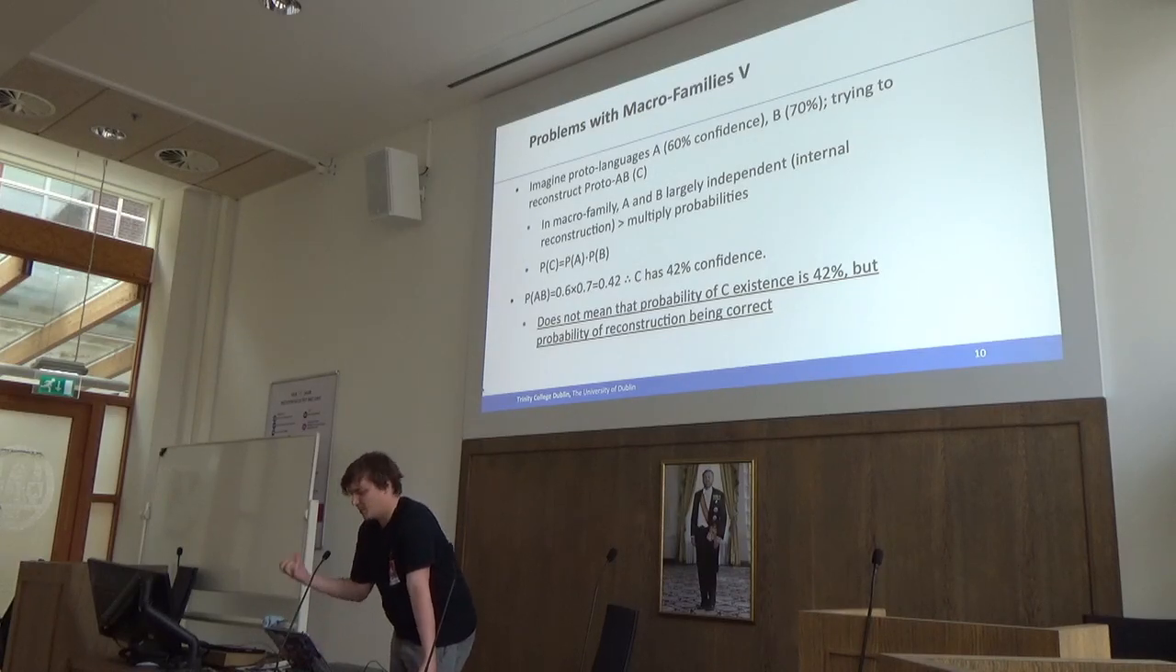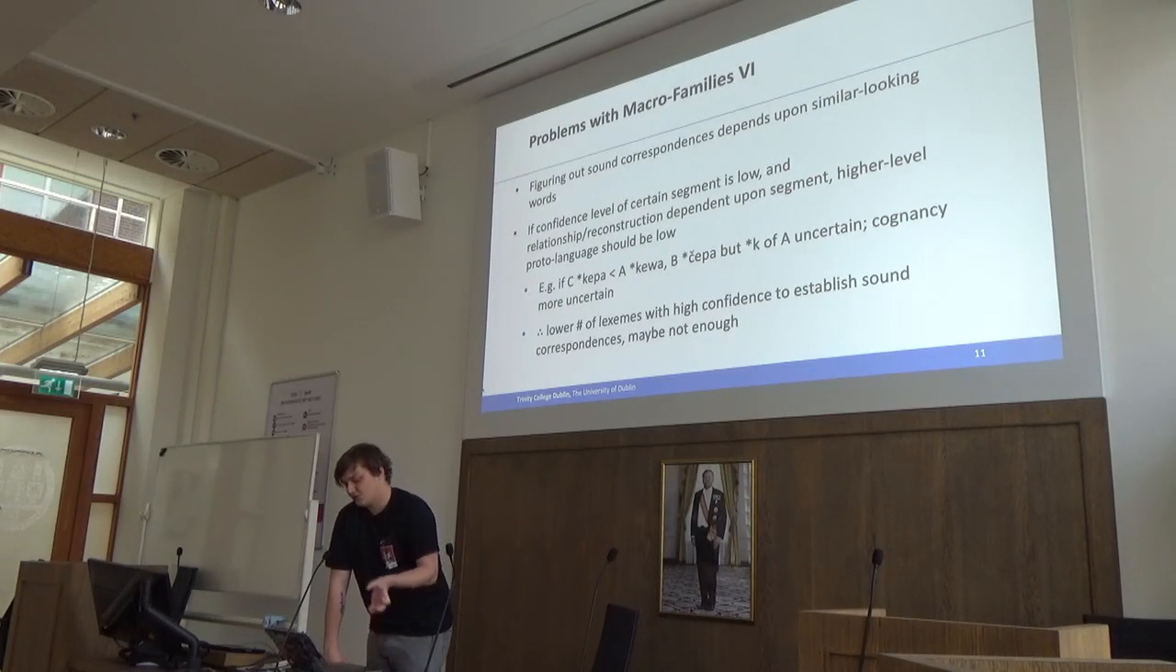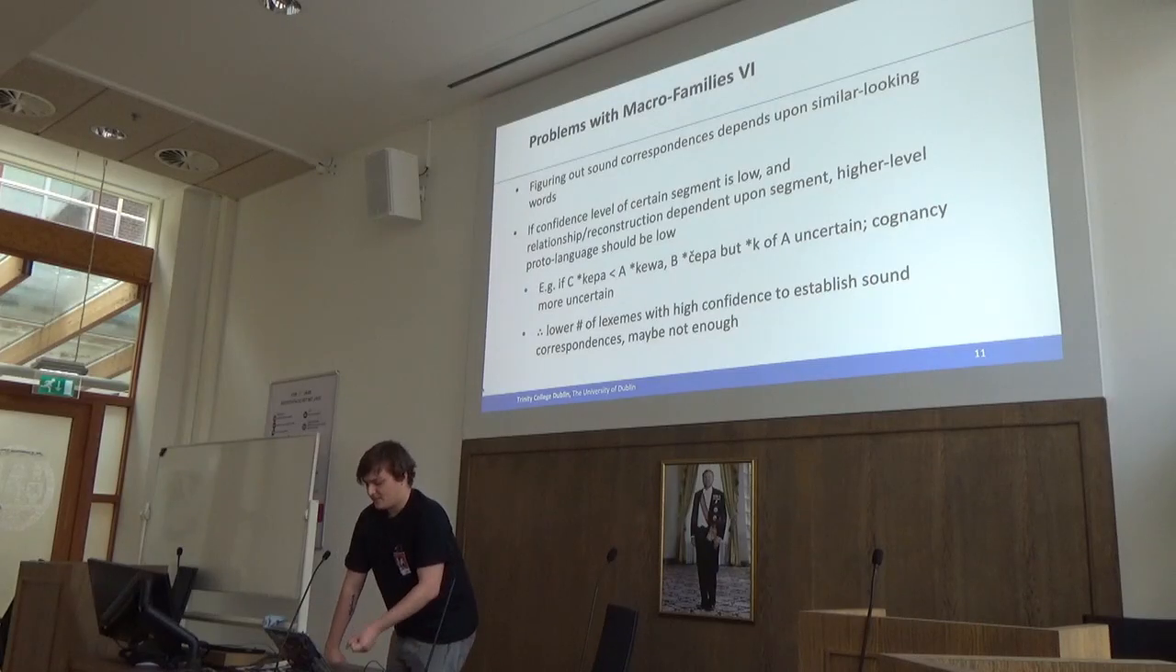It doesn't mean that the probability of the existence of C is 42%, but it means that the reconstruction of the reconstruction is 42%. So figuring out these sound correspondences obviously depends on finding similar looking words, and if the confidence level of a certain segment is even low, and this part of the relationship is dependent upon the segment, then the confidence level in the higher level proto-language should also be low.